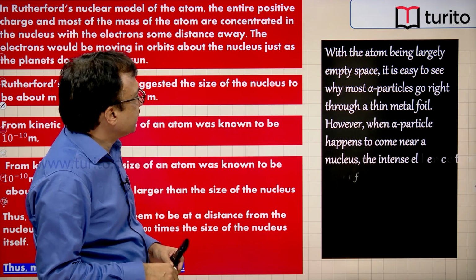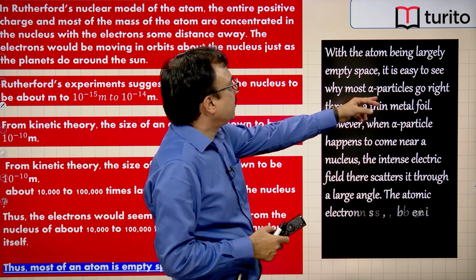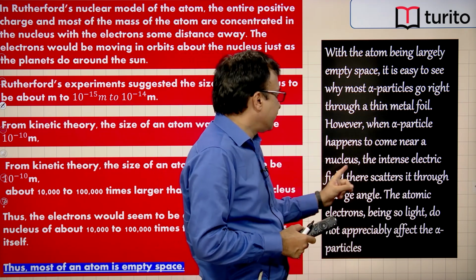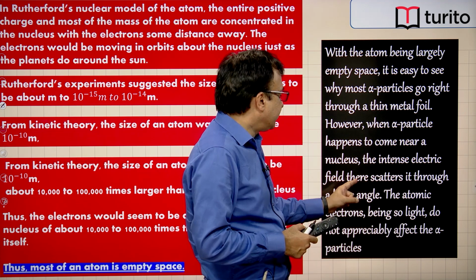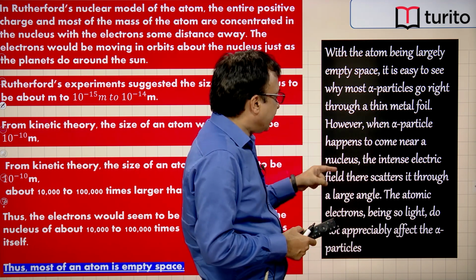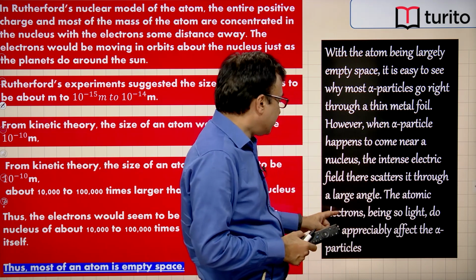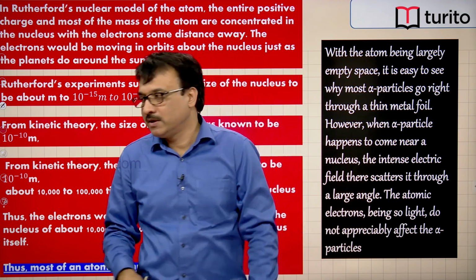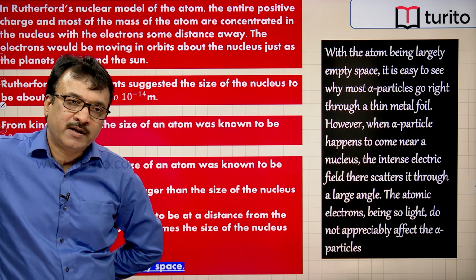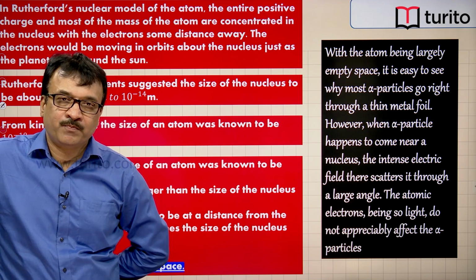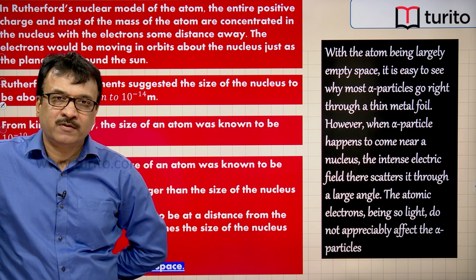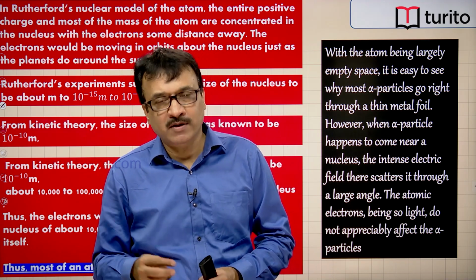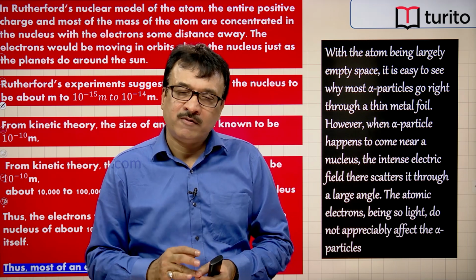With the atom being largely empty space, it is easy to see why most alpha particles go right through the thin metal foil. However, when an alpha particle happens to come near a nucleus, the intense electric field there scatters it through a large angle. The atomic electrons, being so light, are not appreciably affected by the alpha particles, because the difference in mass between the alpha particle and electrons is too large. So, the mass difference is too great. Therefore, if two particles having a great difference in mass collide, then it will not result in a greater angle of scattering.